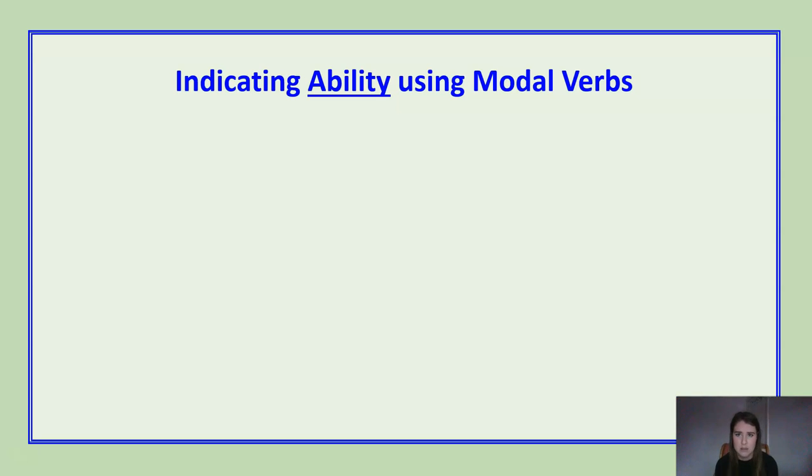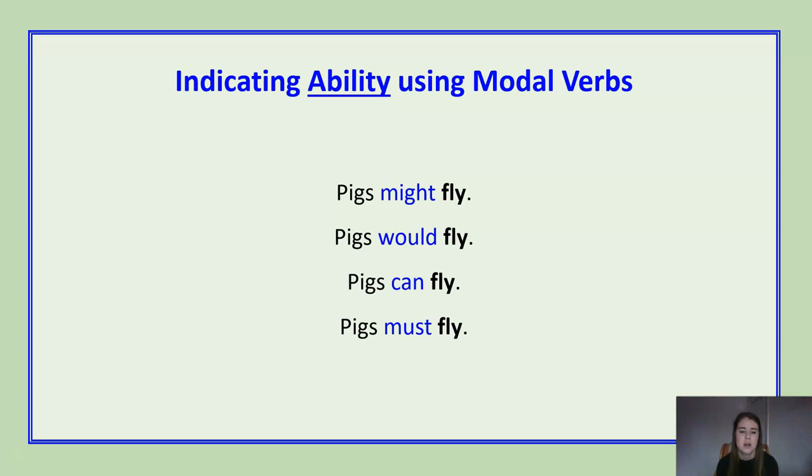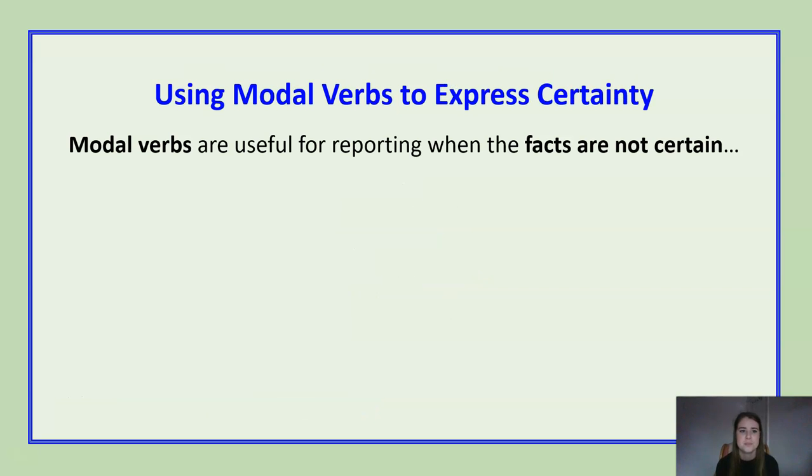Indicating ability using verbs, so the ability to be able to do something. So pigs might fly, pigs would fly, pigs can fly, pigs must fly. Pause the video. Which sentence indicates ability? Okay, so pigs can fly. If we have pigs must fly, that's telling us it's an obligation, so it's something the pigs are expected to do. But this is talking about the ability of whether the pigs can or can't do something. So here it would be pigs can fly.